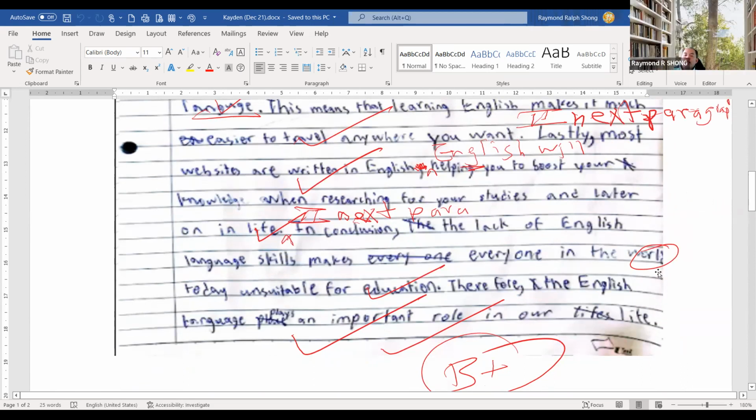Don't do this, Kaden. Don't do like that, because if you do like that, the examiner and the marker, even though you know you are writing the words today, they still mark you wrong because your handwriting is illegible. I can't see what you're writing. Be careful. Okay, well done, Kaden.